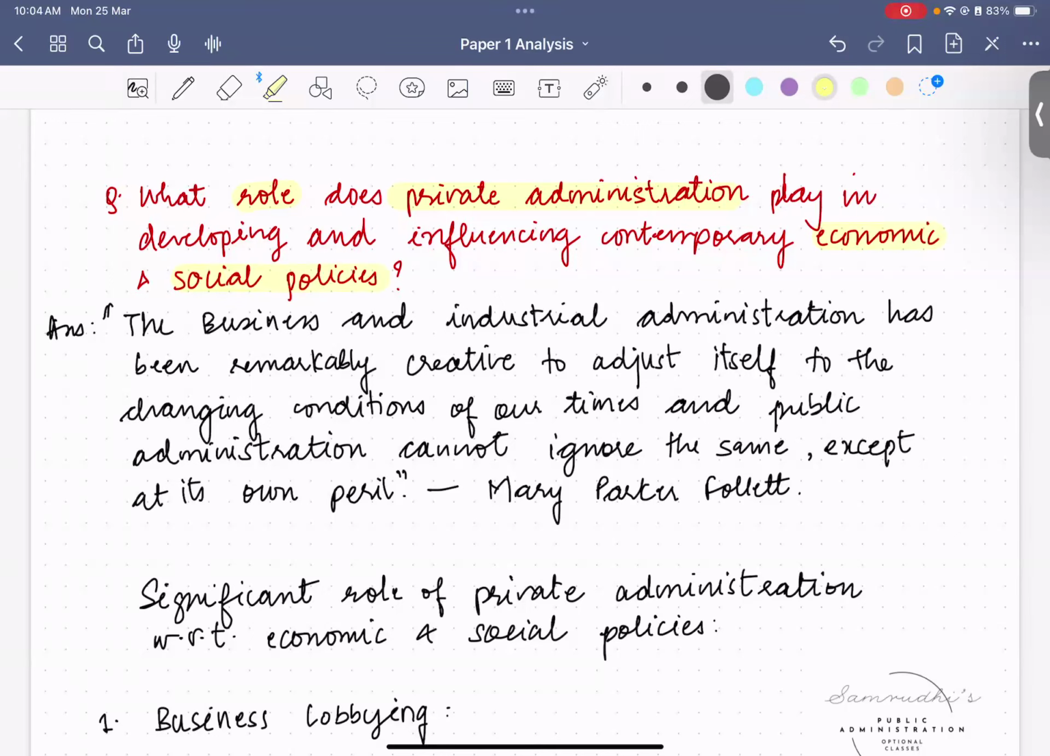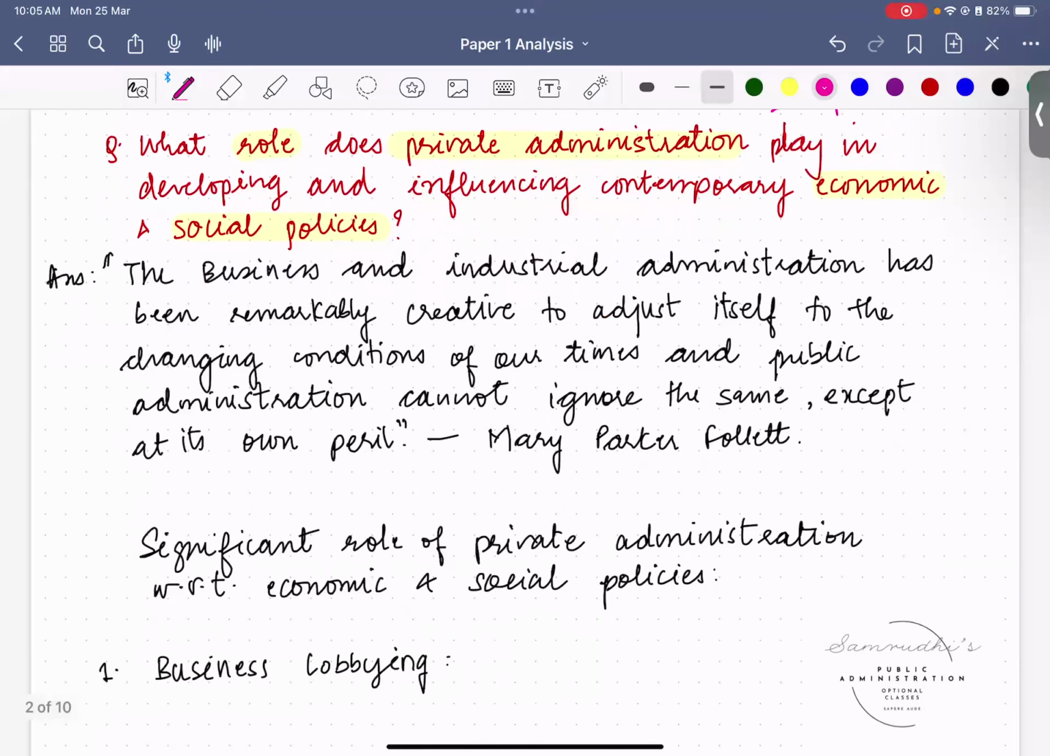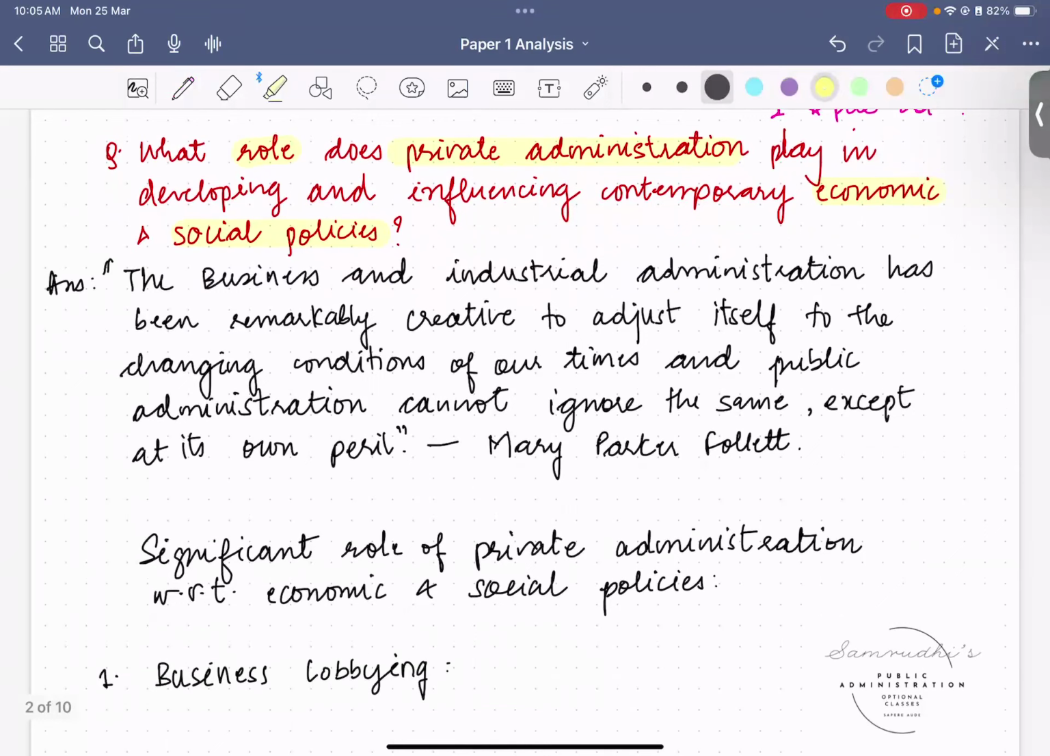So, to what extent does the private administration have an influence over the economic policies of the public administration? We've all known the basic differences between the private administration and the public administration. How are they different? What are the similarities between them? And also how they complement each other. So here the question is of complementing each other. I think we've established the crux of the question.